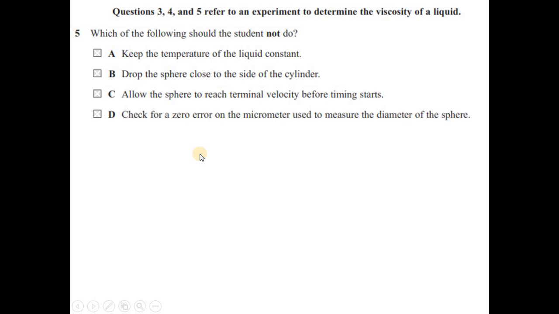Question number 5. Which of the following should the student not do? Keep the temperature of the liquid constant, or drop the sphere close to the side of the cylinder. Indeed, a student should not drop a sphere close to the side of the cylinder. It will affect the reading of the experiment. So a student should avoid dropping a sphere close to the side of the cylinder. So the option is B.